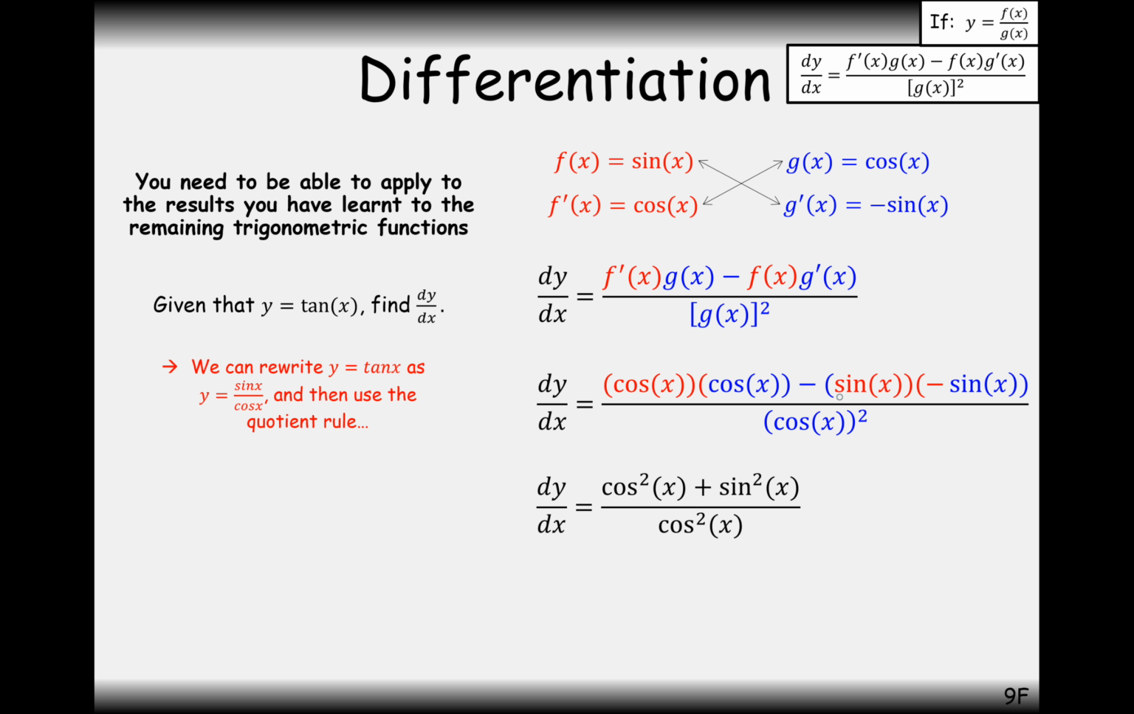Now we simplify the numerator to cos squared plus sine squared. We all know that that will simplify to 1. So our answer here is 1 over cos squared, and we generally write 1 over cos squared as sec squared. So the answer to the differential of tan is sec squared.